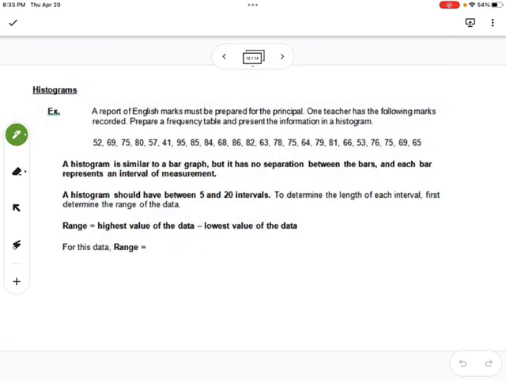Okay. Now, histograms. With histograms, we're creating certain ranges or intervals of data, and our bars are going to be touching, whereas with our bar graph we can have space in between. So the data here: a report of English marks must be prepared for the principal. One teacher has the following marks recorded. Prepare a frequency table and present the information in a histogram.